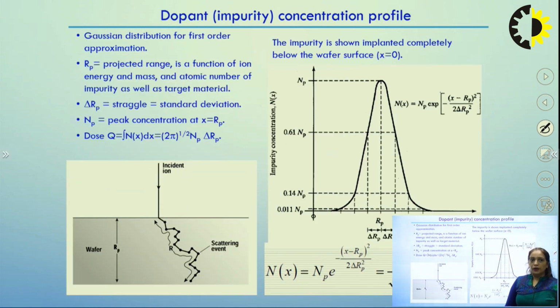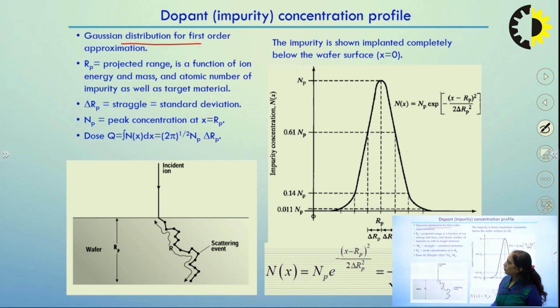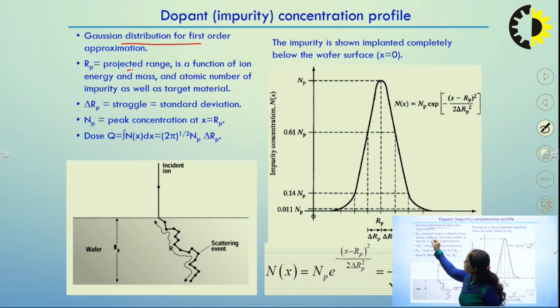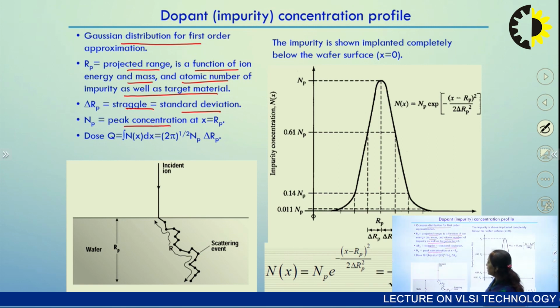Then the dopant impurity and the concentration profile. In the case of diffusion, it was the error complementary function, and in the case of ion implantation, we have the Gaussian distribution that we have already seen in the last class. For the first order approximation, Rp is the projected range. It is a function of the ion energy and the mass and the atomic number of the impurity as well as the target material. Delta Rp is the straggle or the standard deviation. Np is the peak concentration at some x.